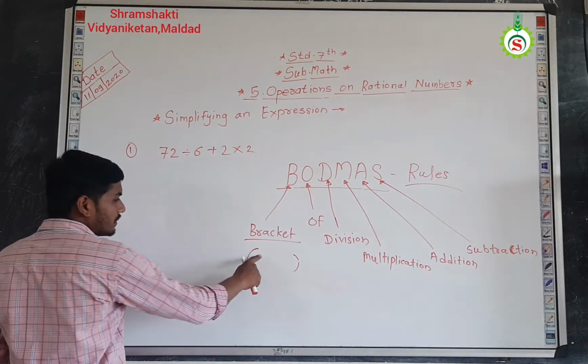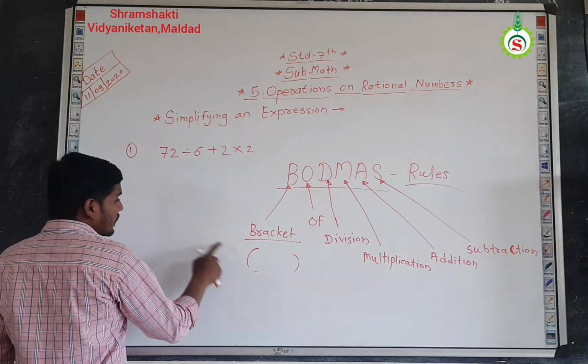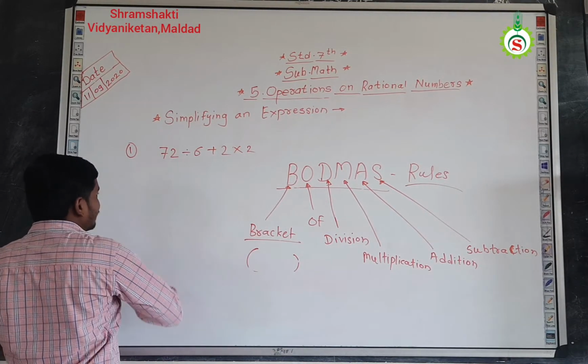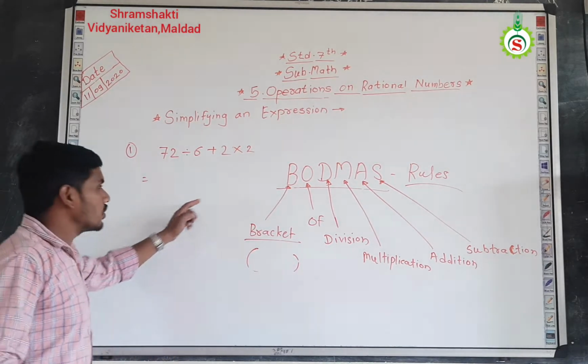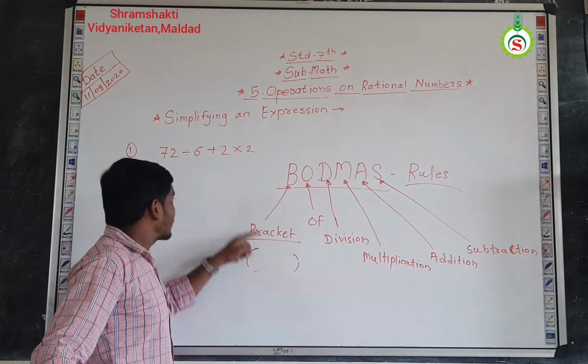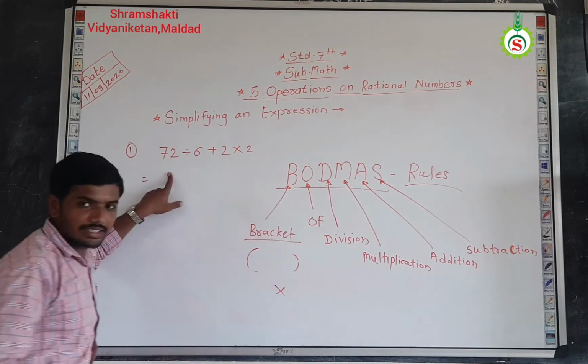3 operations. Out of that 5 operations, how many operations? 3 operations are there. So I have to solve that expression. So I will apply the BODMAS rule for the expression. According to the BODMAS, B means bracket. Is there a bracket? No. That means I will leave that bracket.